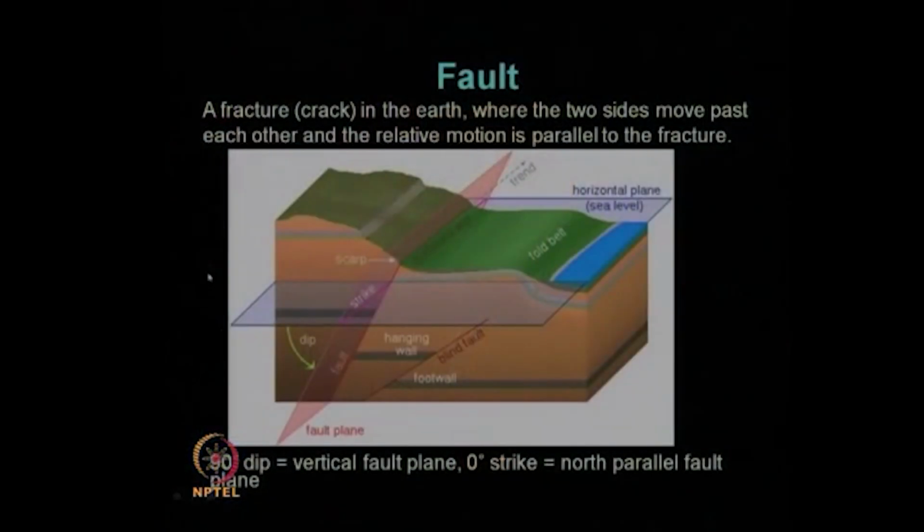So, now let us look at various characteristics of these faults. If we see this picture, a fault is nothing but a fracture or crack in the earth, where the two sides move past each other and the relative motion is parallel to the fracture. So, that is nothing but a fault. If we look at this picture, you can see over here, this is the ground surface. This plane is nothing but the horizontal plane at sea level. This plane has been mentioned.